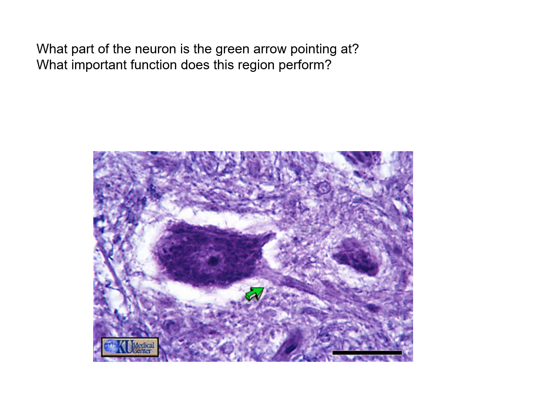Axon hillock. So this is nervous tissue, and the green arrow is pointing at the axon hillock. And what kind of function does this region perform? It starts the all or none action potential. Okay.